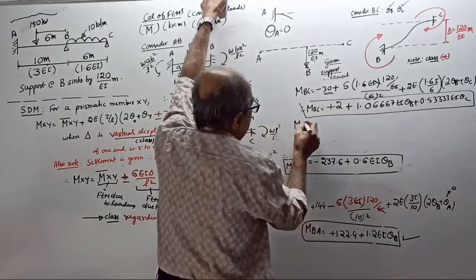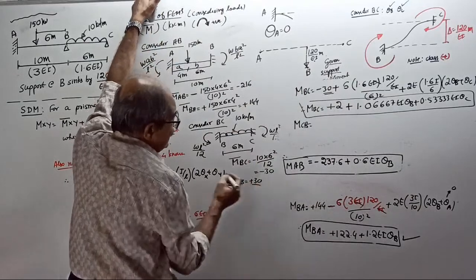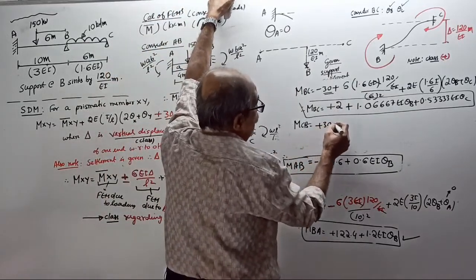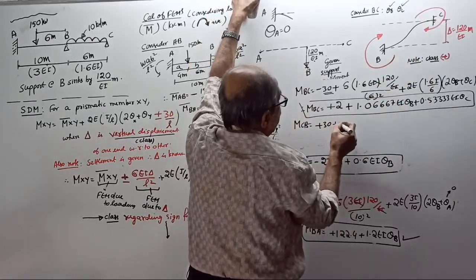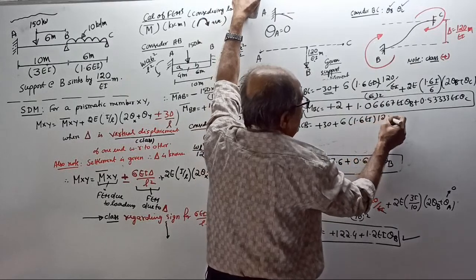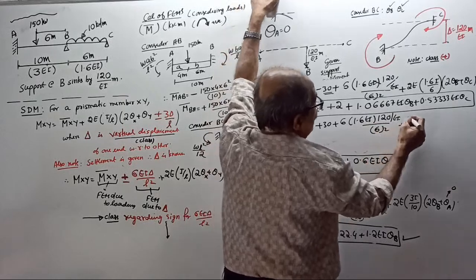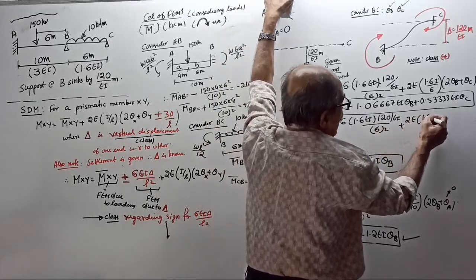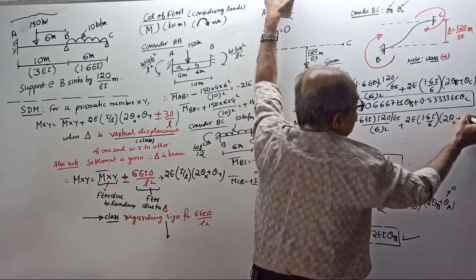Same way, MCB equal to M bar CB. Where is M bar CB? Plus 30. Plus 30. Then FPM due to delta is here. Same term. Plus 6 into 1.6 EI into 120 by EI divided by 6 square plus 2E into 1.6 I by 6 into 2 theta C plus theta B.